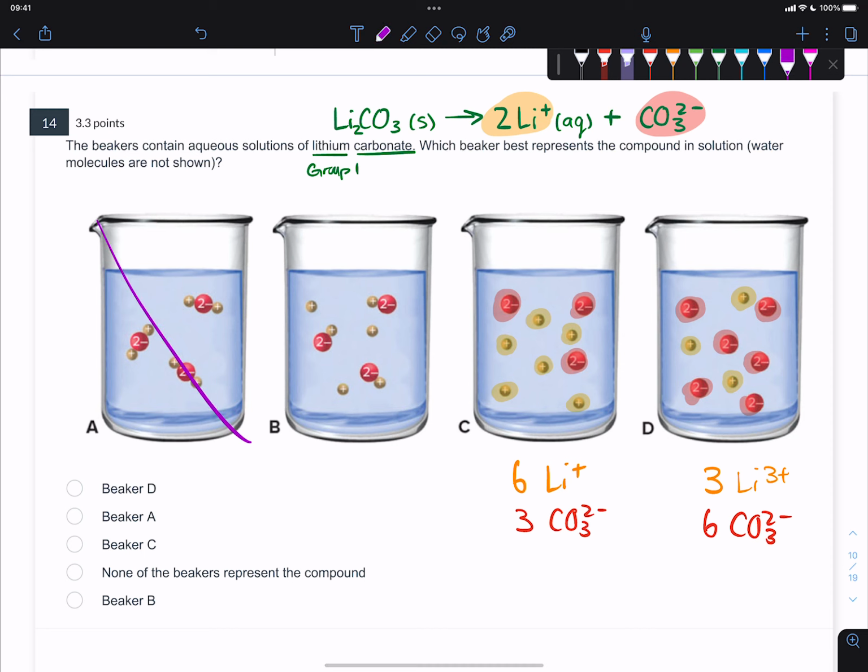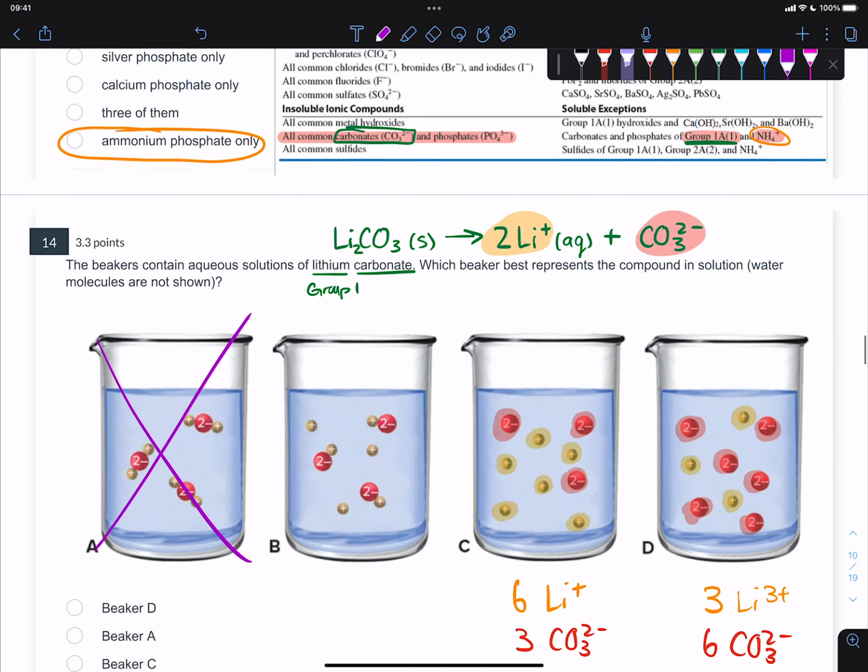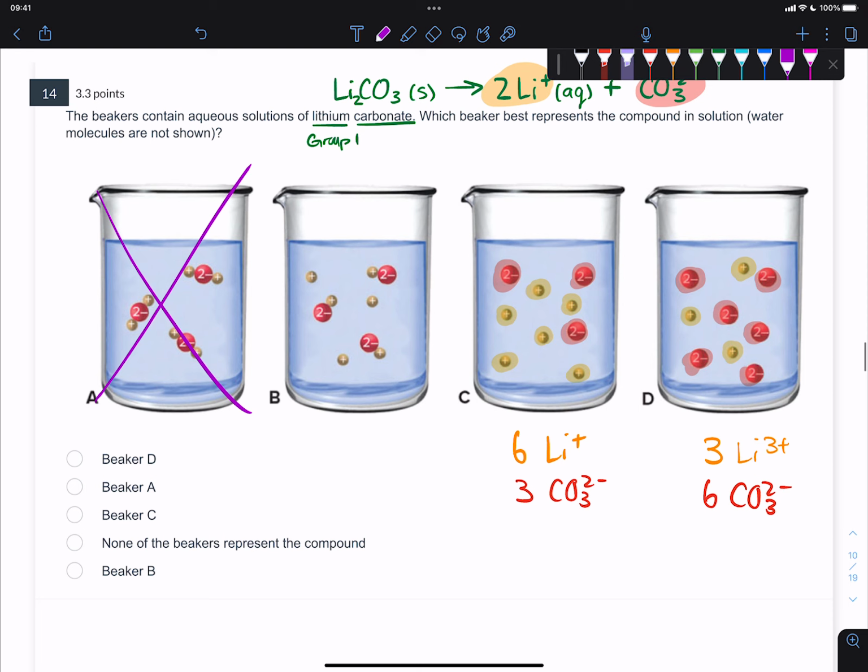First one's out. A is out because if lithium carbonate were insoluble, then you would see it go in kind of like just chunks of solid. But since lithium carbonate is soluble per the solubility rules, it's going to completely dissociate, which means it'll break apart. And you can see right from the equation that you'd better have twice as many lithium ions as carbonate ions, because that's how it breaks apart with the number of ions. So the one that's correct would be C. So beaker C is correct because it has twice as many lithiums as carbonates per the dissociation equation.